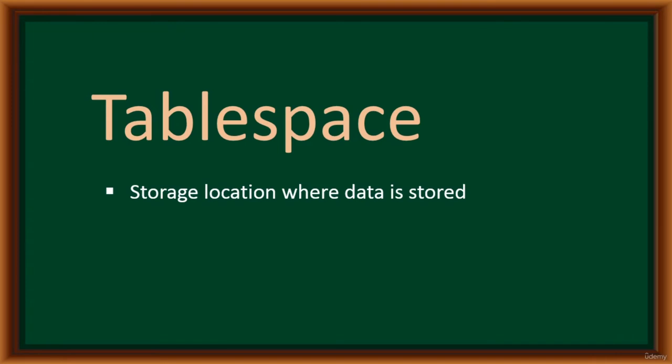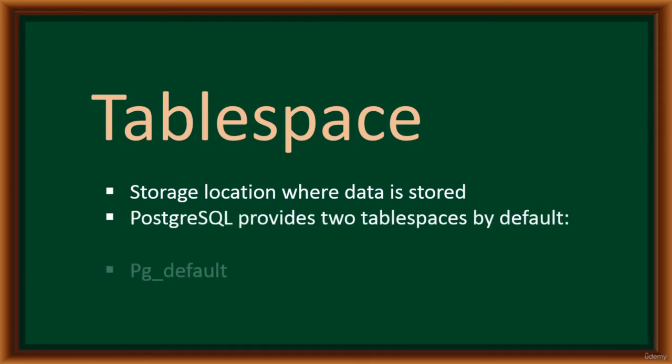By default, Postgres has two table spaces. The two default table spaces provided by Postgres when the relational database management system is installed are the pg_default and the pg_global. The first one, pg_default, is used for storing users' data, while pg_global is used for storing system data. So pg_default stores user-related data, and pg_global stores system-related data.